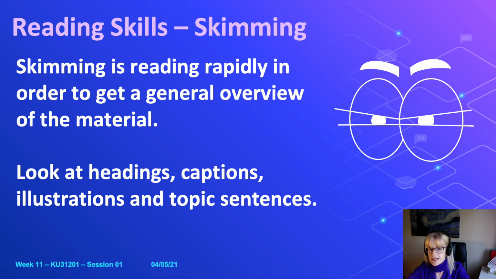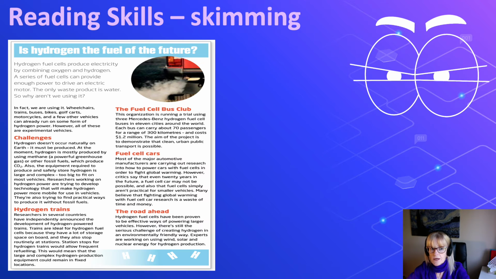So you can look at the headings, the captions, the illustrations, and the topic sentences. The first sentence of the paragraph will tell you what the paragraph is about. Captions are the words in a box underneath pictures, illustrations, photographs, graphs. You can get information from them too. So when you're skimming, you're only reading small parts of the text so you can get an idea of what it is about.